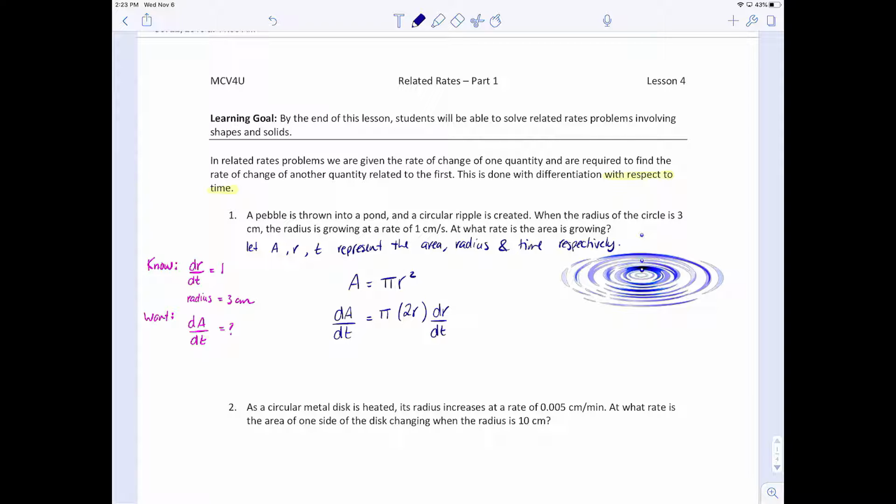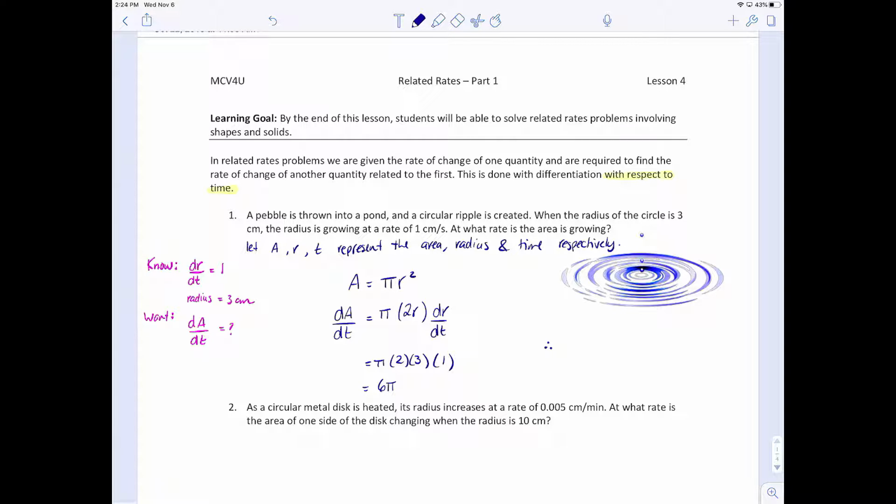So now fill in what we know, right? We kind of labeled that out. Pi is just a constant. 2 times radius, we know that at this instant, it is 3, right? So we'll put that in. So pi times 2 times 3. And dr/dt, they tell us that as well. They tell us that that is a rate of 1. Right? So I haven't put the units in, but they all have their own units. So now we're left with the rate of change of the area with respect to time is 6 pi.